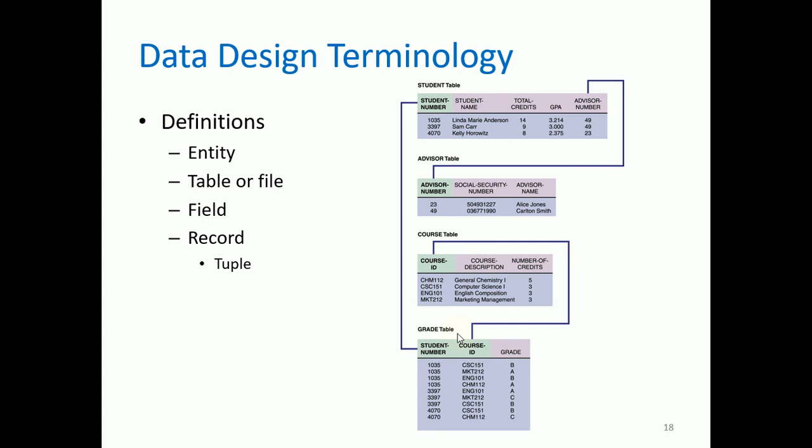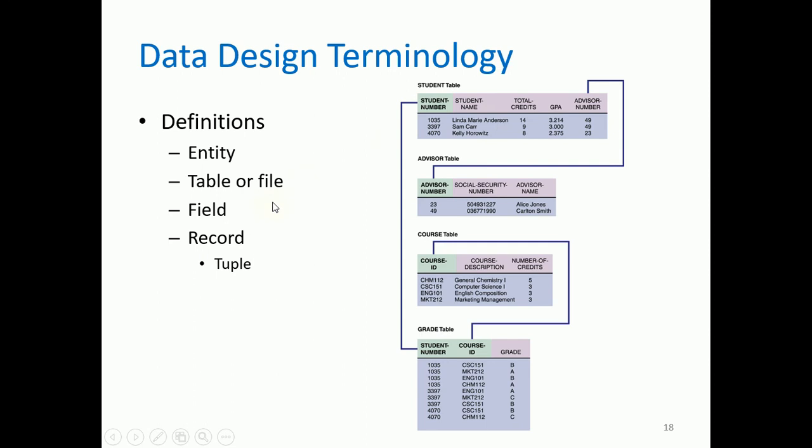So next we have field. For you to easily understand what a field is, it's just the columns of the table. So student number is a field, student name is a field, total credits, GPA and advisor number, these are all fields, all the columns. While the record, if fields are the columns of a table, records are the rows.